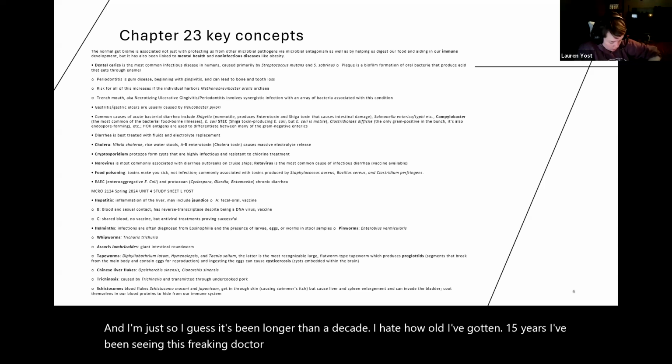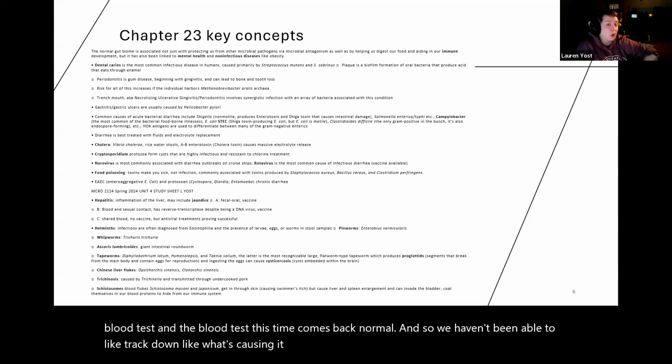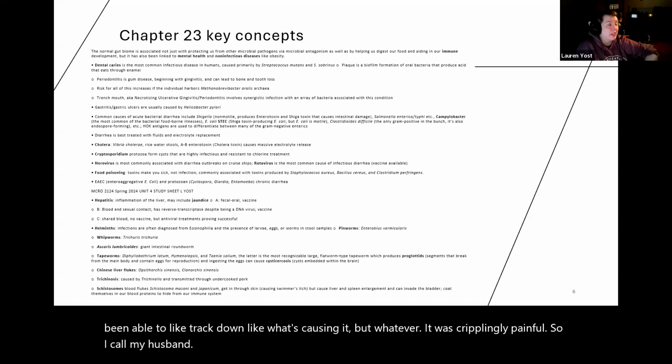So anyways, go to this doctor. And I tell her that, and we do a blood test, and the blood test this time comes back normal. And so we haven't been able to track down what's causing it, but whatever. It was cripplingly painful. So I called my husband on my way home after the lab exam.